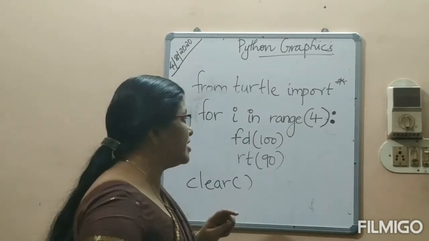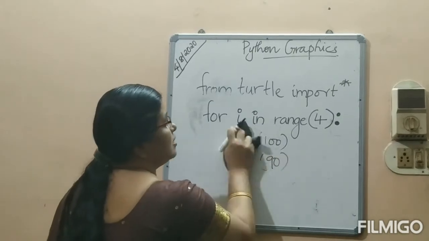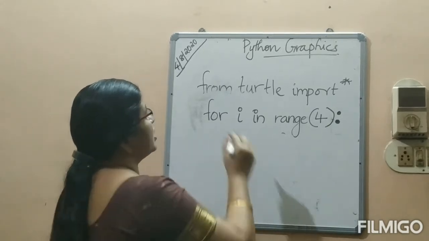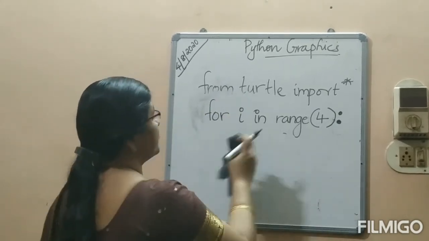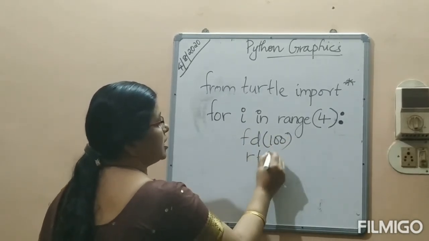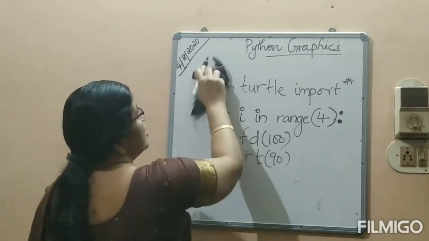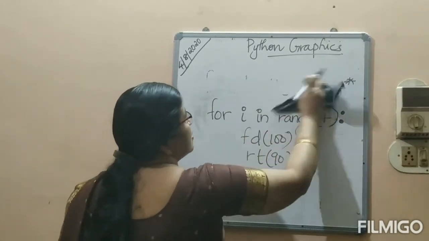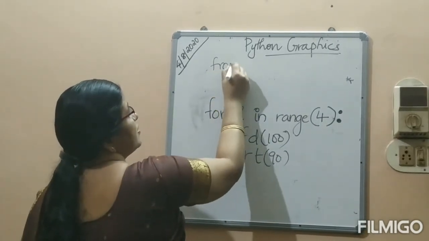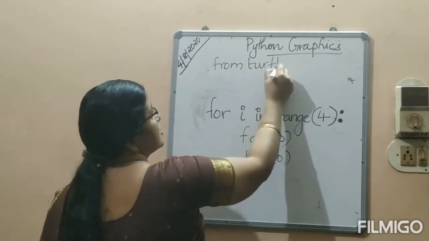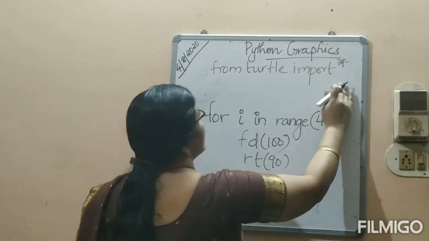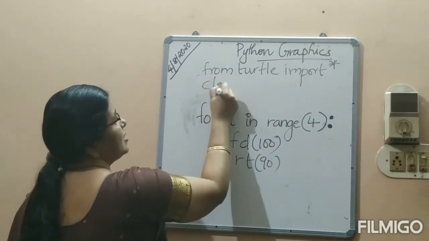To clear the screen, the command is clear. Where will you write this? You will write this after the for loop, or before it also you can write. Okay, let it be here. 100, RT, 90. I'm writing from turtle import star here. Then after that here I'm writing clear.